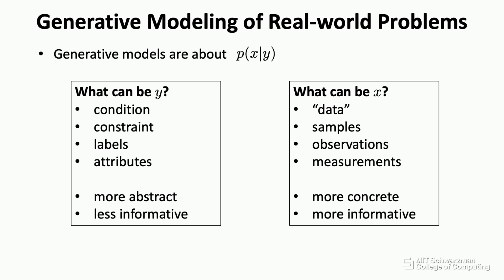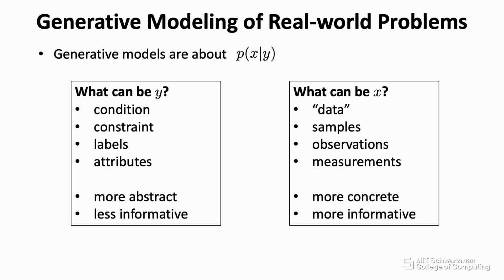But then in reality, what is y and what is x? In common terminology, y is called the conditions. Let's say you want to generate a cat. It could also be some constraints. Let's say you don't want to generate some type of output images. It could also be labels, text labels, or maybe some other labels, and it could also be attributes. Let's say you want to generate a big object or a small object.